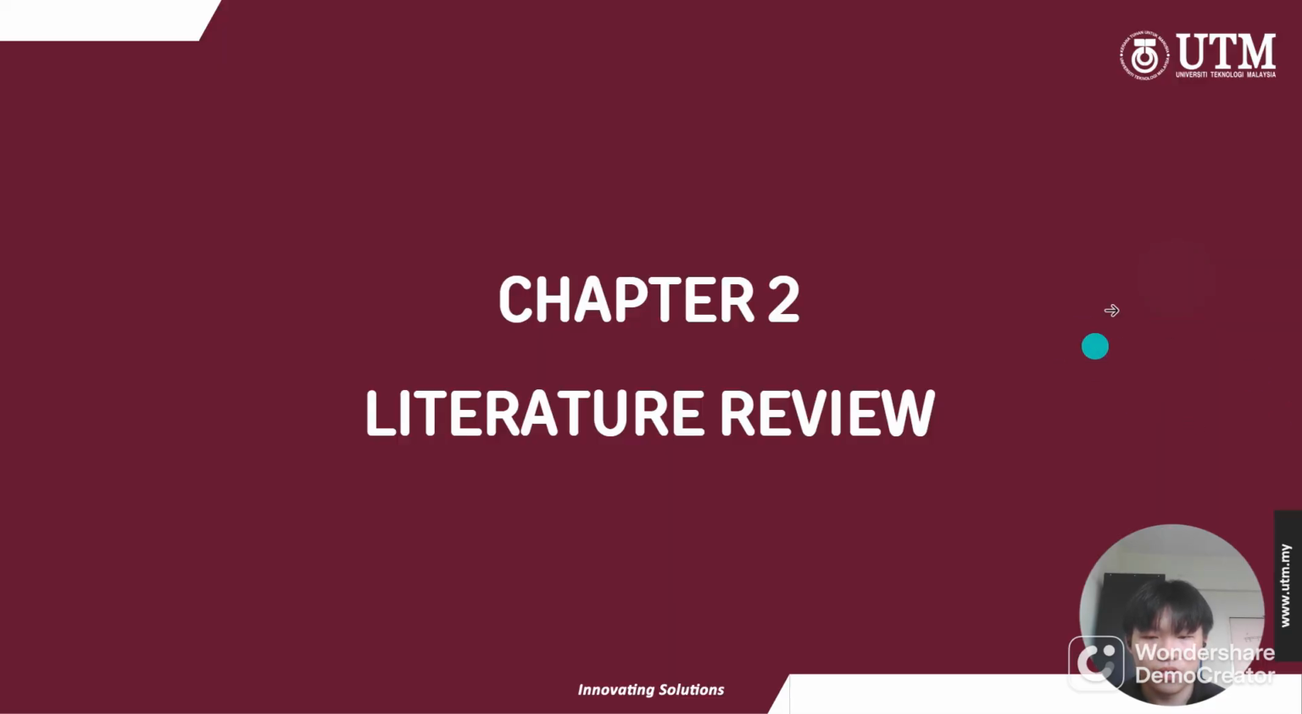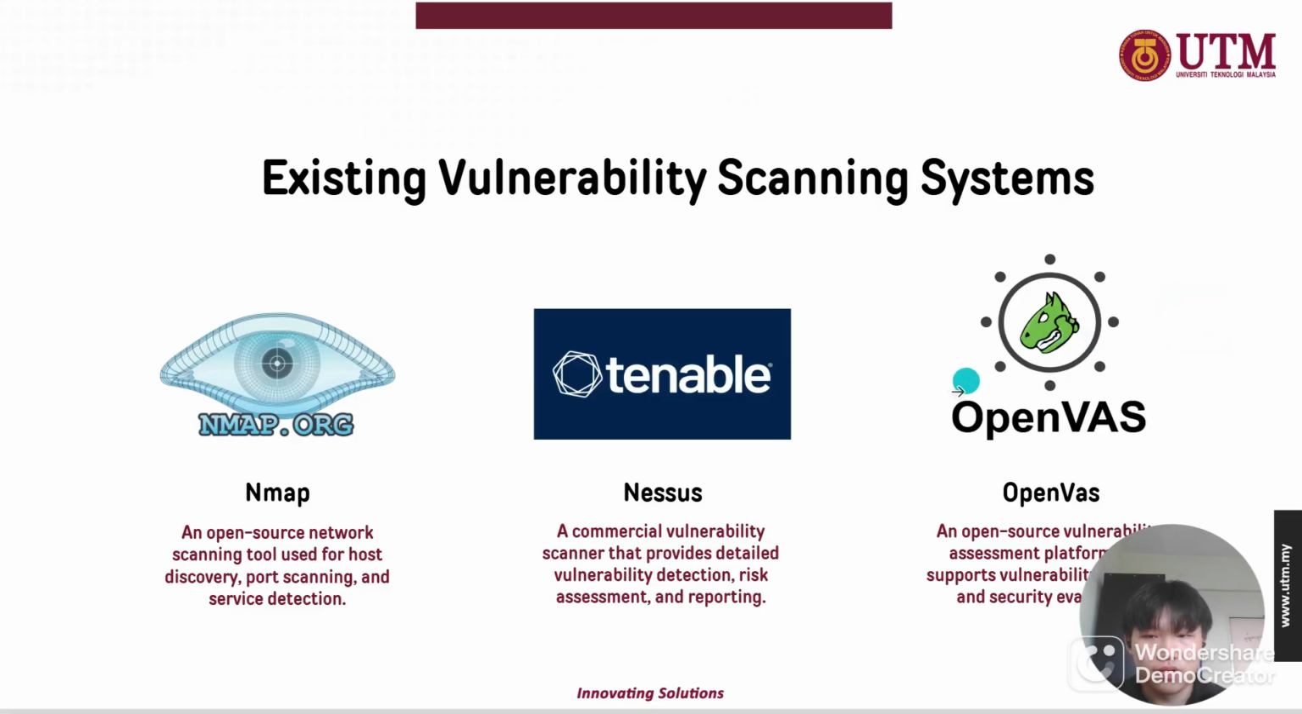I'll move on to chapter 2, which is the literature review. For the literature review, I will focus on three existing vulnerability scanning tools, which are Nmap, Nessus, and OpenVAS. Nmap is a well-known open source network scanning tool, commonly used for host discovery, port scanning, and service detection. Nessus is a commercial vulnerability scanner that provides detailed vulnerability detection, risk assessment, and reporting. The third one is OpenVAS, which is an open source vulnerability assessment platform, and it provides strong scanning and security evaluation functions.